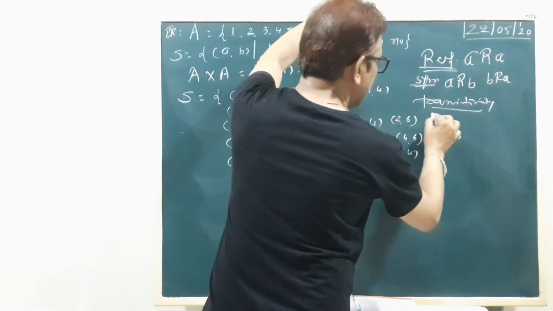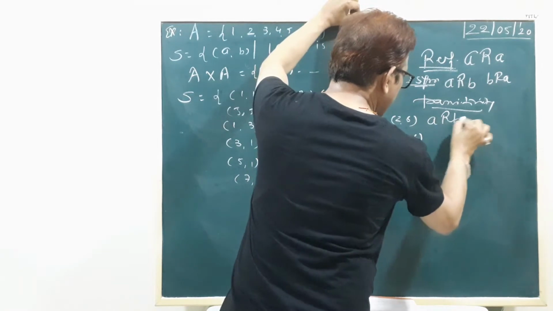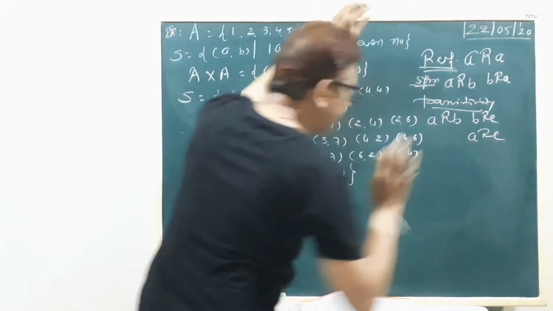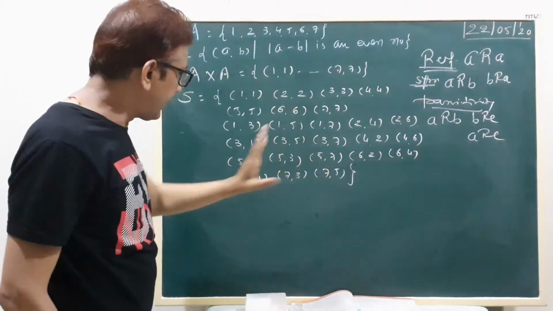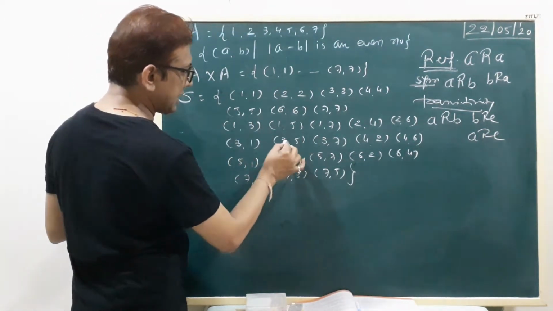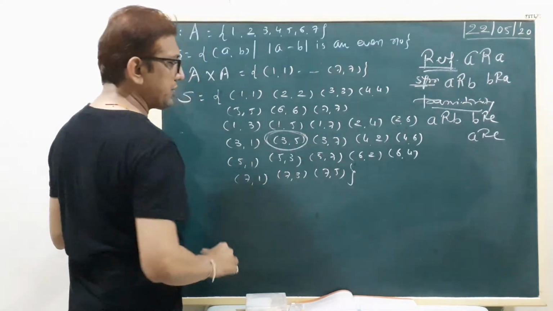Okay, transitivity: A relation B, B relation C, so A relation C. Verify. Check here. You can select any one bracket. Suppose we select this one, 3, 5.